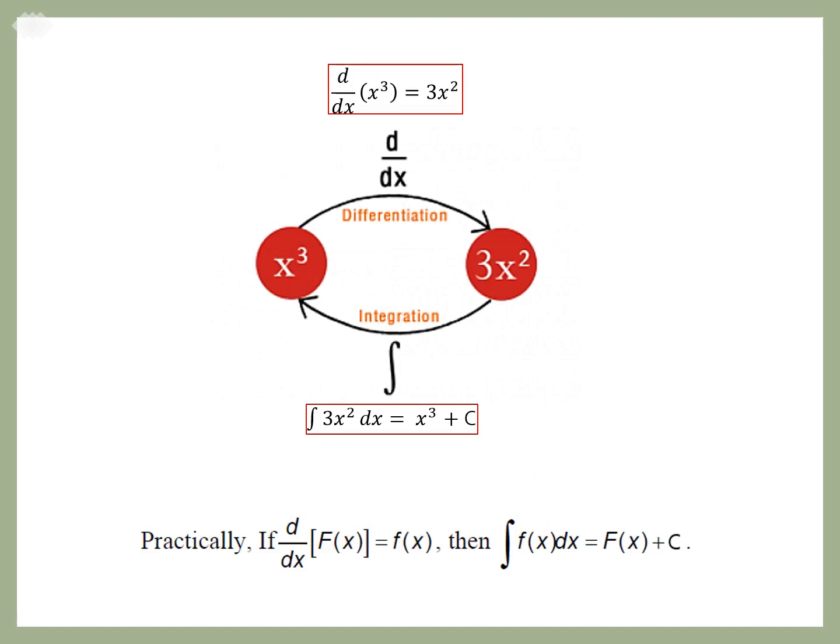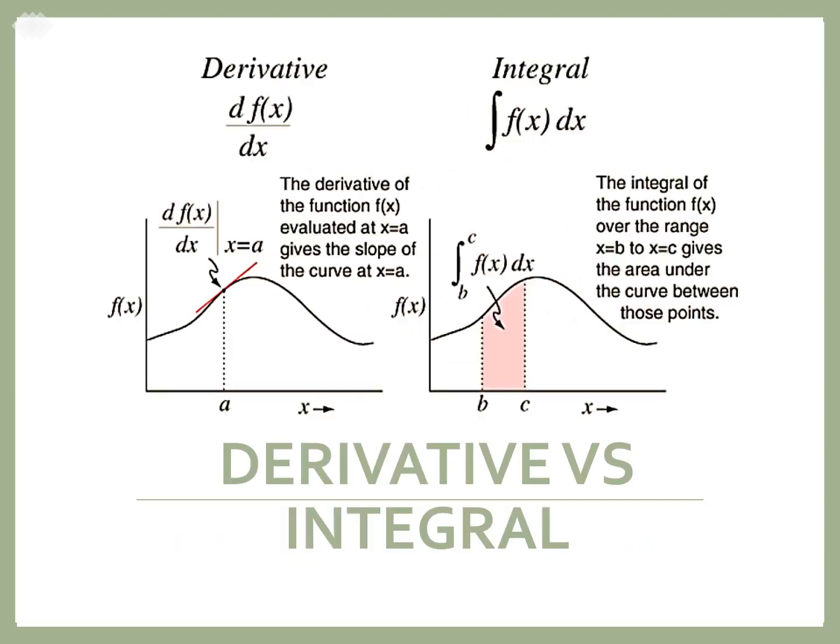Practically, if the derivative of capital F(x) with respect to x is equal to small f(x), then integrating small f(x) with respect to x, the answer is equal to capital F(x) plus c. Graphically, the derivative of a function is illustrated by the slope of the curve defined by the function. Meanwhile, the integral of a function is represented by the area under the curve within the interval.